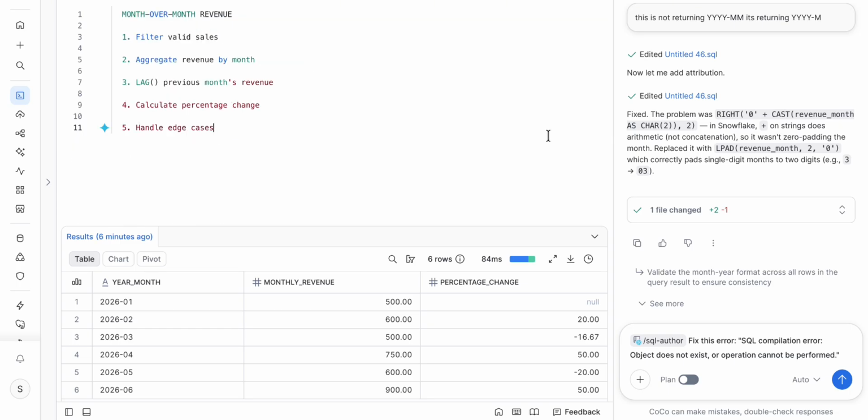Okay, let's recap. So we started with individual sales transactions. We excluded canceled sales because they should not contribute to revenue. Then we aggregated the data into monthly revenue. We used lag to bring the previous month's revenue onto the current row. And finally, we calculated month over month percentage change. That's the pattern I want you to remember.